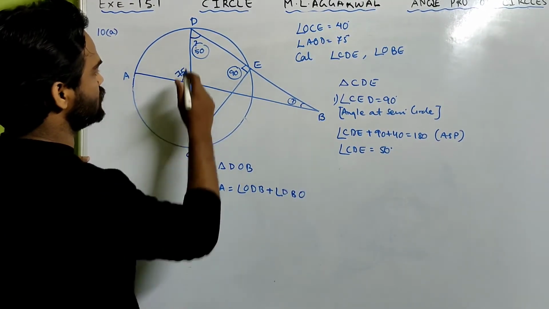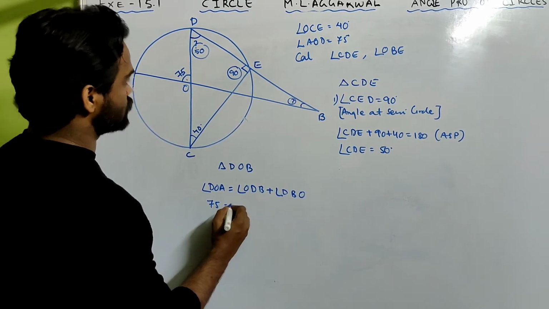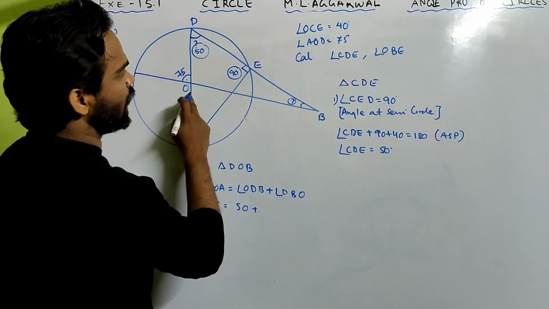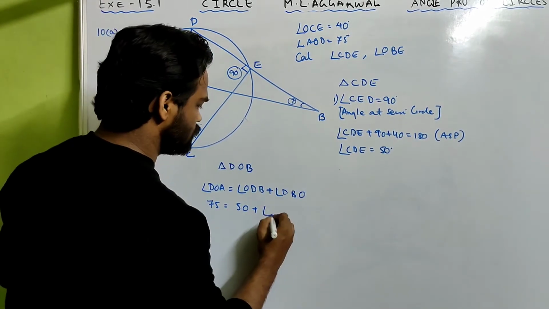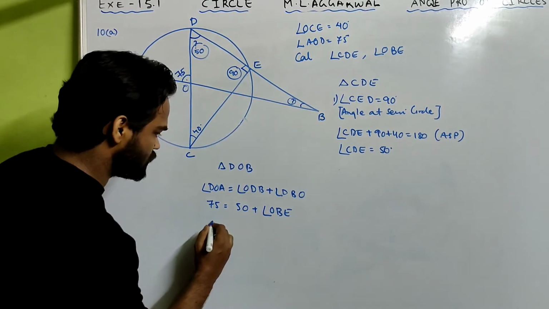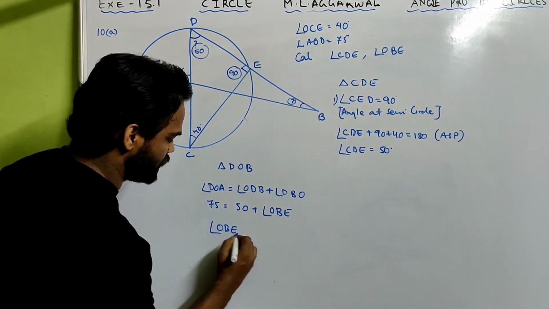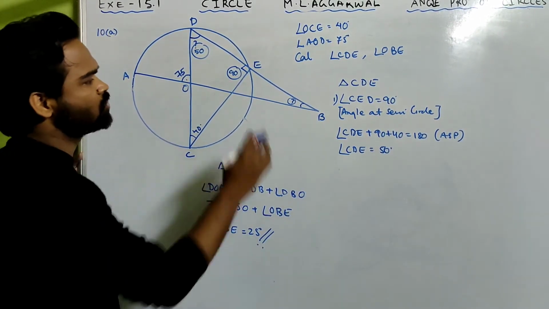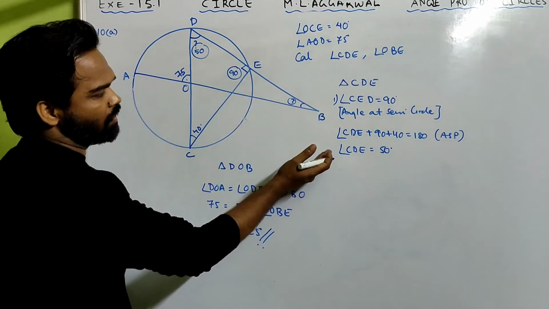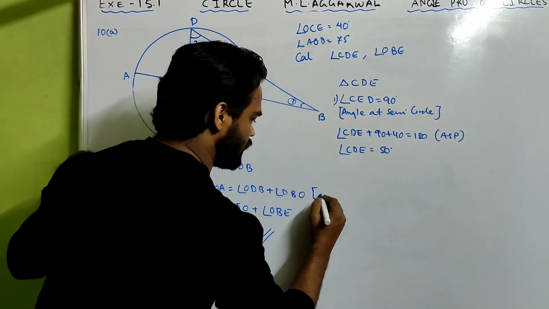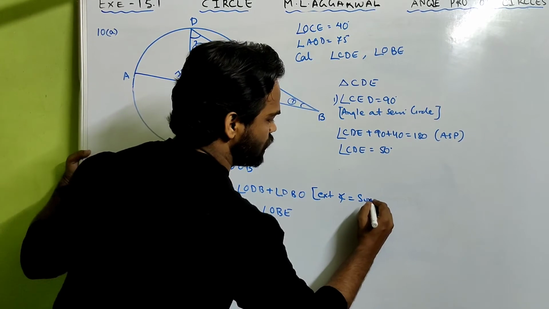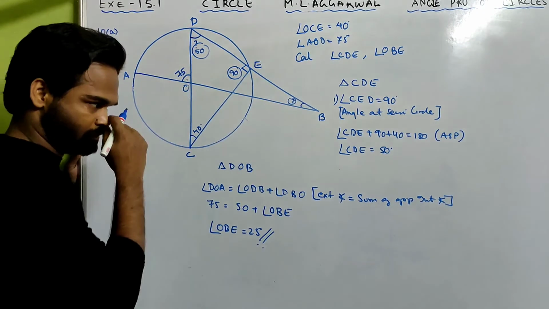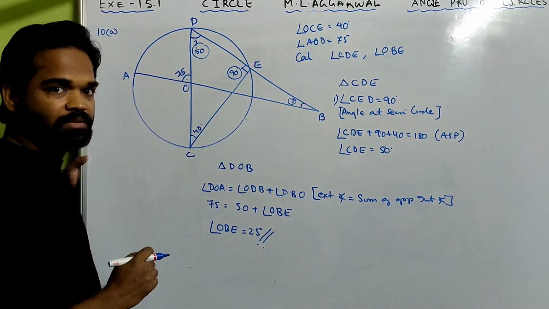So angle DOE is 75 degree, equal to ODB 50 degree, and DBO I can write OBE, there's no issue, same angle, which means angle OBE will be 25 degree. Done. Pretty easy. We just used the angle in the semicircle property, and then the angle sum property, and then exterior angle equals the sum of opposite interior angles.